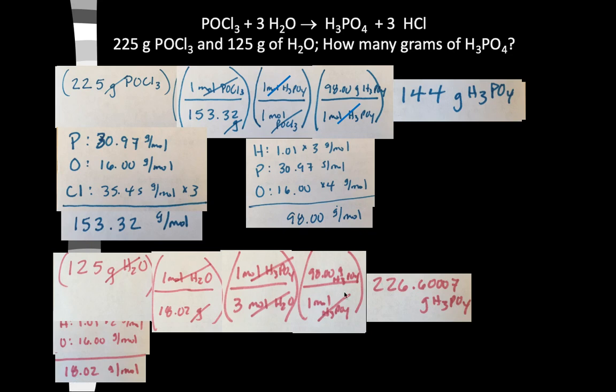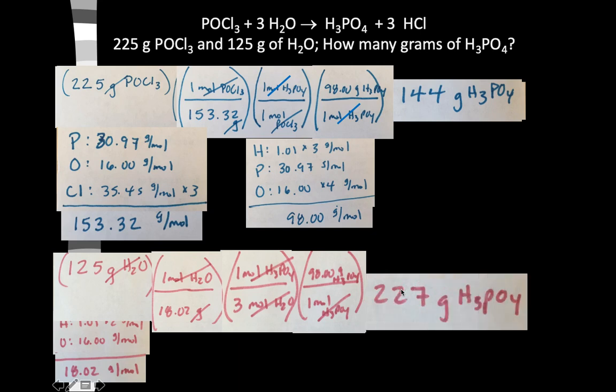Sure, that's the random math answer, but let's turn it into science. 3 sig figs here, 4 sig figs here, 4 sig figs here. These are not measured numbers, so there's no sig figs with them. They're just exact numbers, so I can keep 3. 1, 2, 3. I look at this number for rounding, so this rounds up to 227 grams of H3PO4.